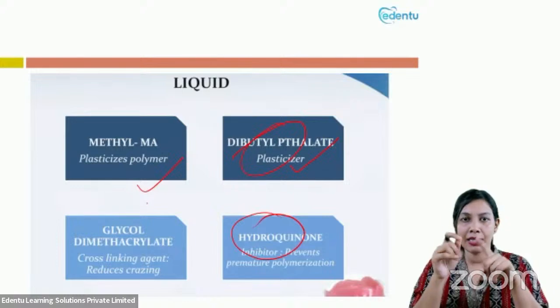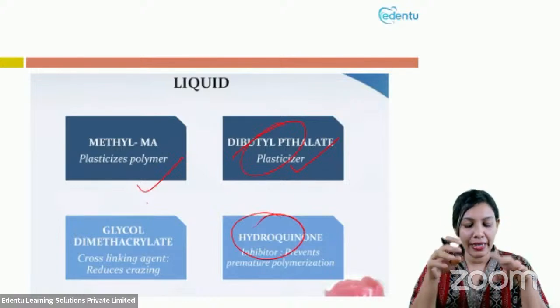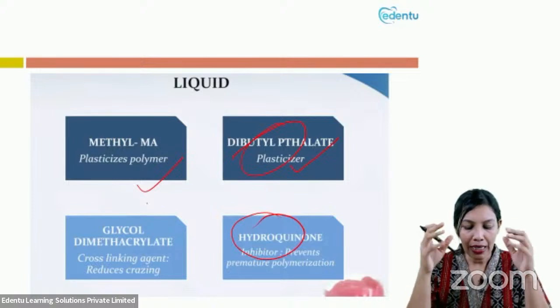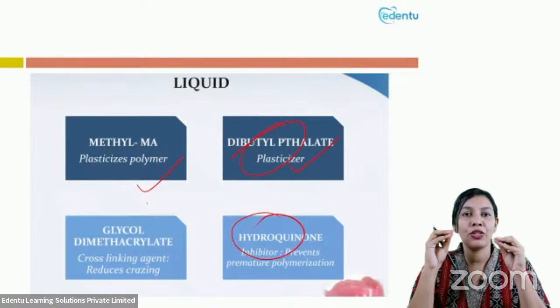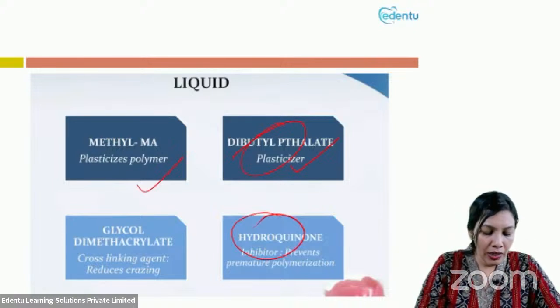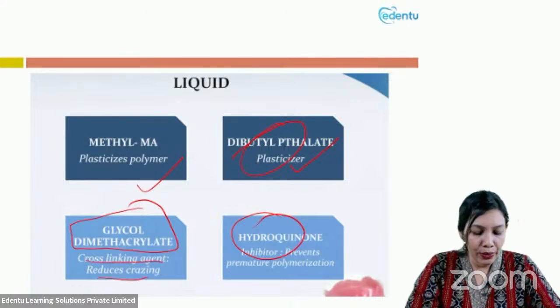Phthalate is plasticizer, P. Oxide is opacifier. Hydroquinone is the only name that is different, hydroquinone. It prevents the premature polymerization. Another important thing is glycol dimethacrylate. It is the cross-linking agent and reduces crazing.